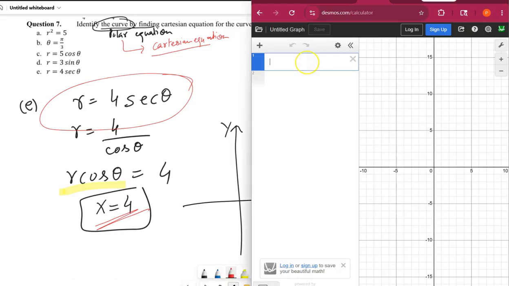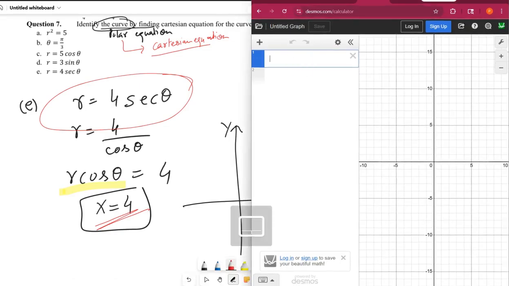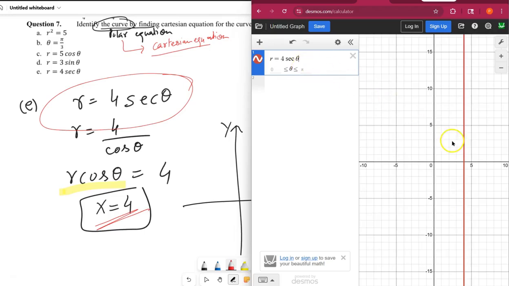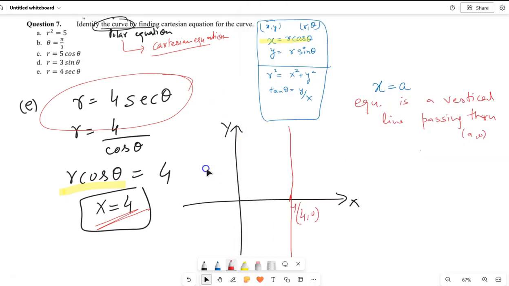You can always confirm your results by checking it on desmos.com. r is equal to 4 secant theta. That's the vertical line passing through 4, 0. So you can check that point is 4, 0. Okay. That is what we figured out.